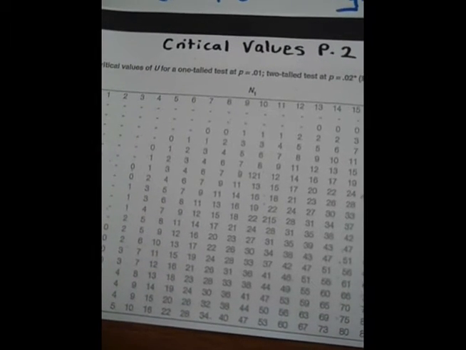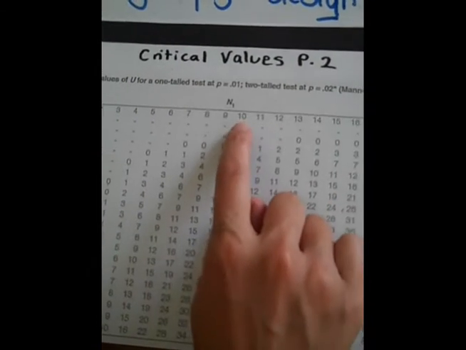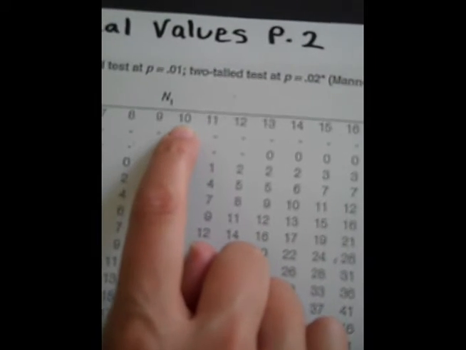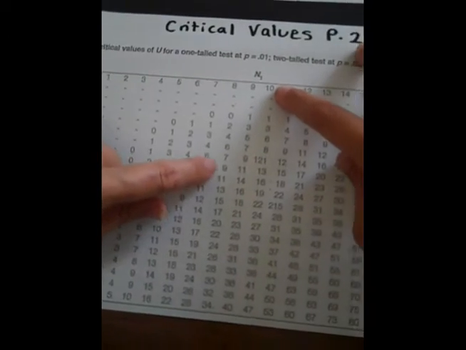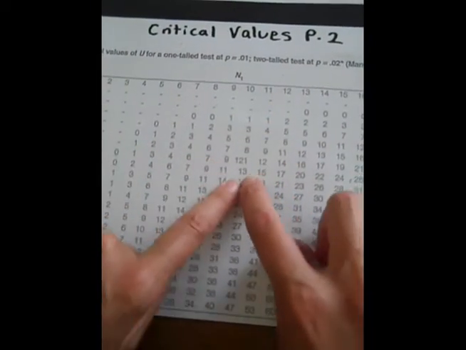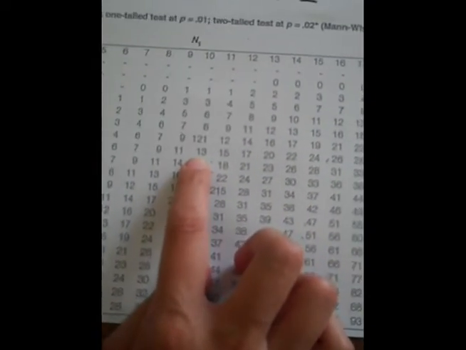So just say in condition 1, you've got 10 participants. There you go. And condition 2, you've got 8 participants. All you do is put your finger on 8, put your finger on 10, go across where the 2 meet, there you go, your critical value is 13, yeah? Really simple, really simple.